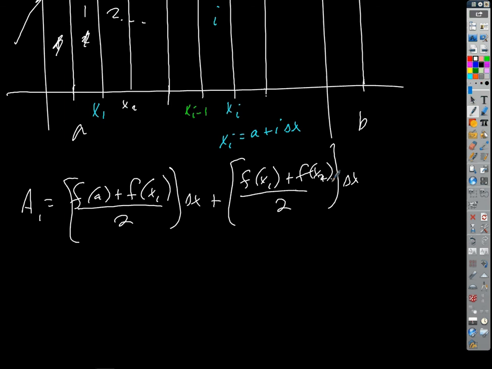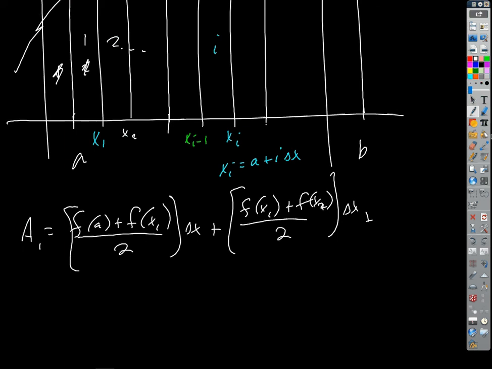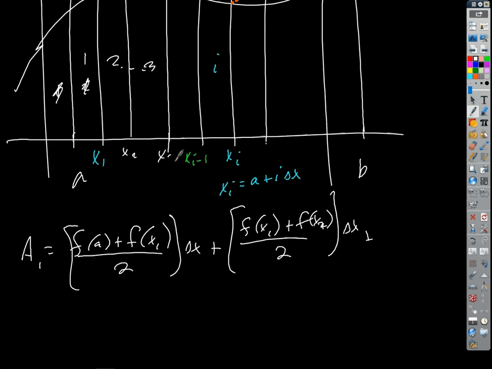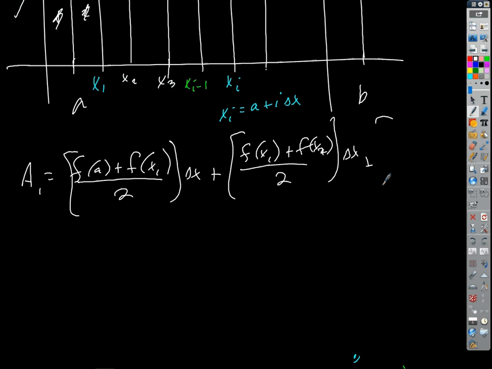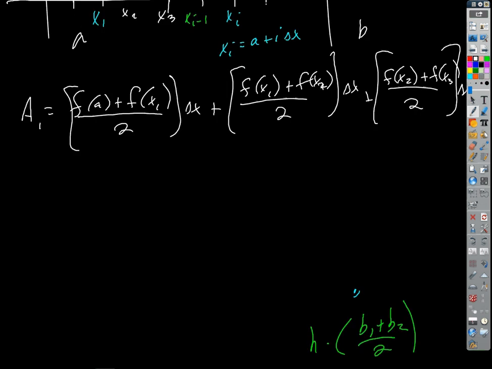Okay, third one, you see a pattern here. Here's trapezoid number 3. So the left edge now is x sub 2, the right edge is x sub 3, right? So we're going to get f of x sub 2 plus f of x sub 3 over 2 times delta x, right? Okay, all the way over to, let's do the last two.